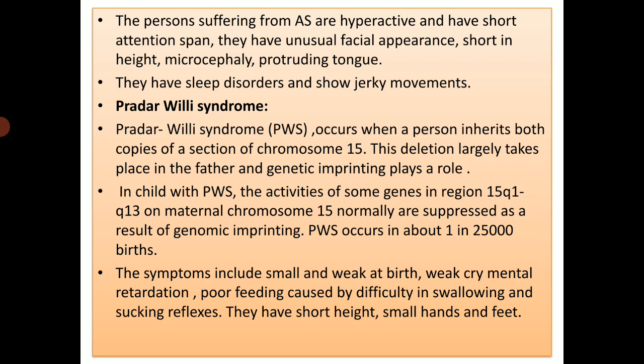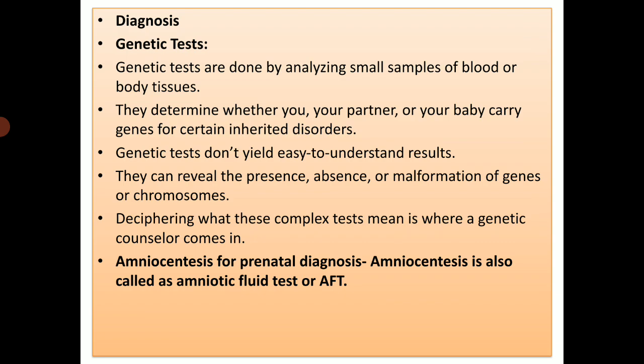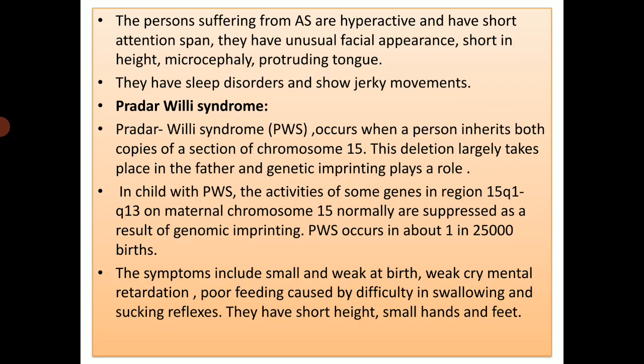Okay, so next is Prader-Willi syndrome. Prader-Willi syndrome, that is PWS, occurs when a person inherits both copies of a section of chromosome 15.